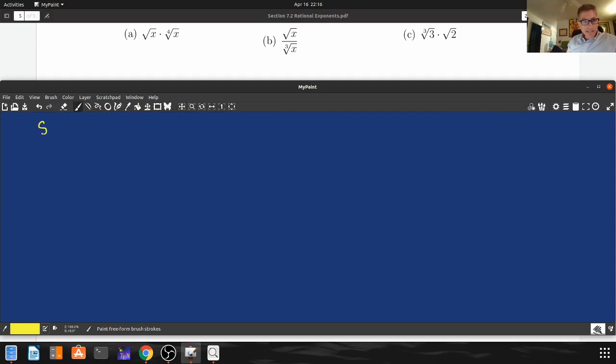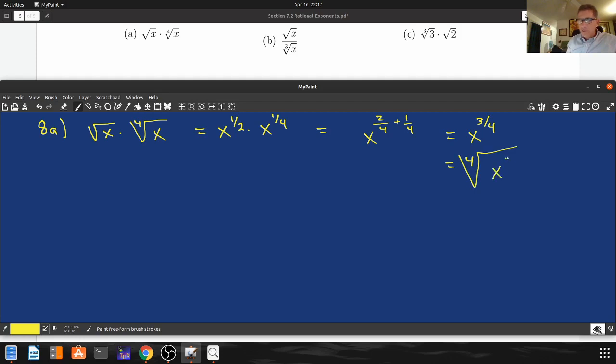So this is number 8a. The square root of x times the 4th root of x. Well, the square root of x is the same as x to the 1/2. And the 4th root of x is the same as x to the 1/4. So now I add the powers. 1/2 plus 1/4 is 2/4 plus 1/4. So that's equal to x to the 3/4, which is the 4th root of x cubed.